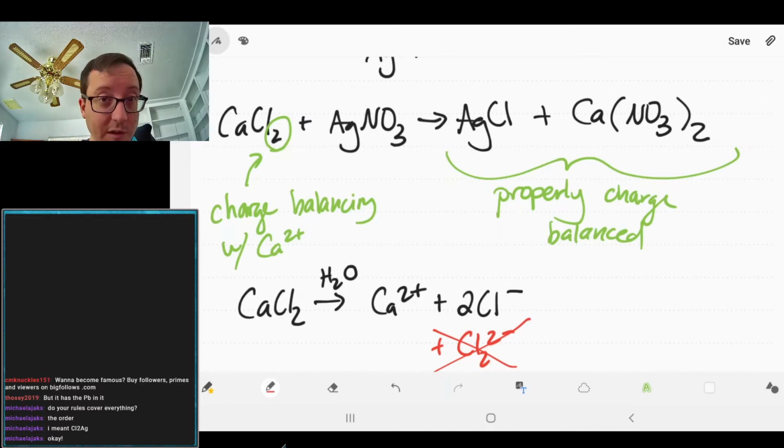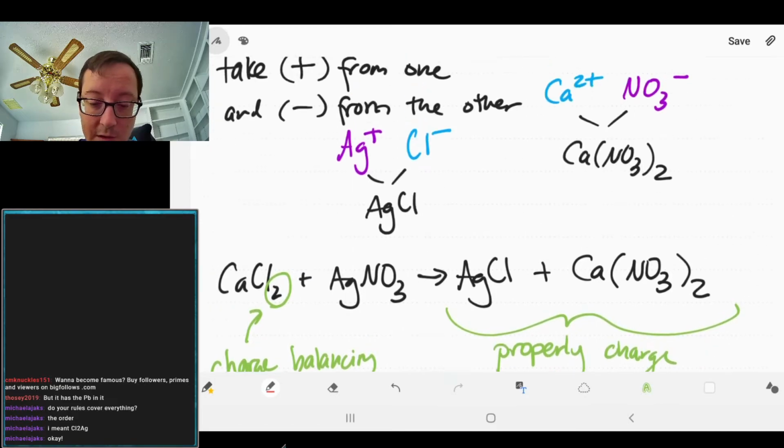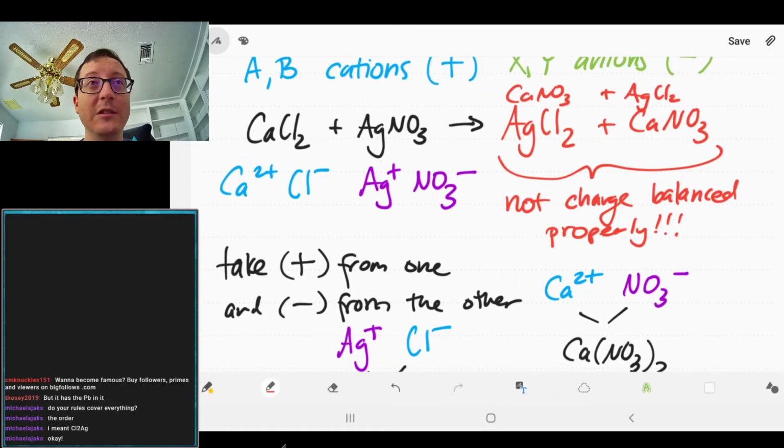And silver is always 1+, right? So to have AgCl2 makes no sense. We have 1+ and 2 minuses. So that's not a real compound. That would be some sort of ion or something. It doesn't exist.